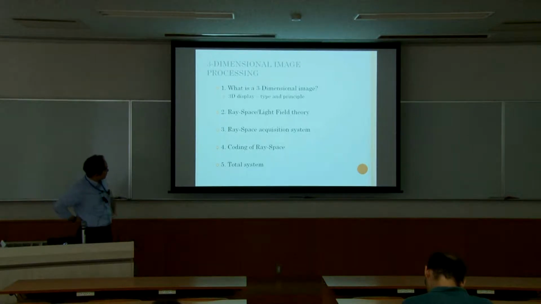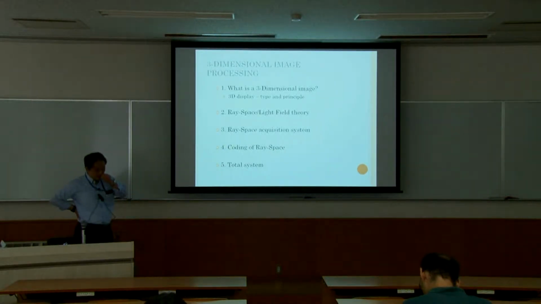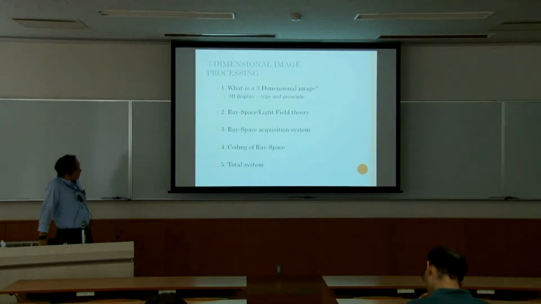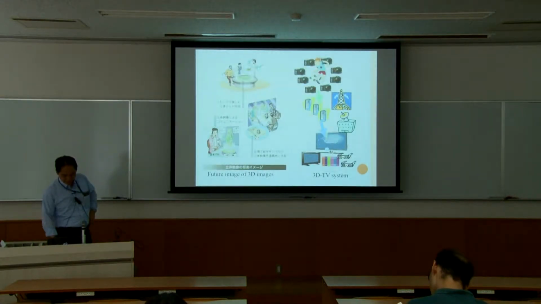Today's topic is divided into 5 parts. The first, I'd like to define what is a three-dimensional image. The second is what is ray space or light field theory. And next, the ray space acquisition system, coding of ray space, and the total system. So let's start with what is three-dimensional image.